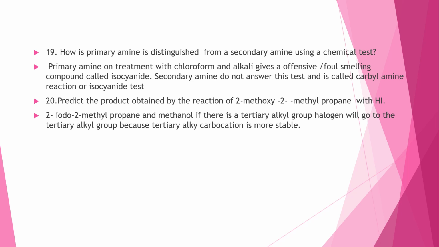Question number 20. Predict the product obtained by the reaction of 2-methoxy-2-methylpropane with HI. During this reaction, if there is a tertiary alkyl group, the halogen will always go to the tertiary alkyl group because the tertiary alkyl carbocation is more stable.